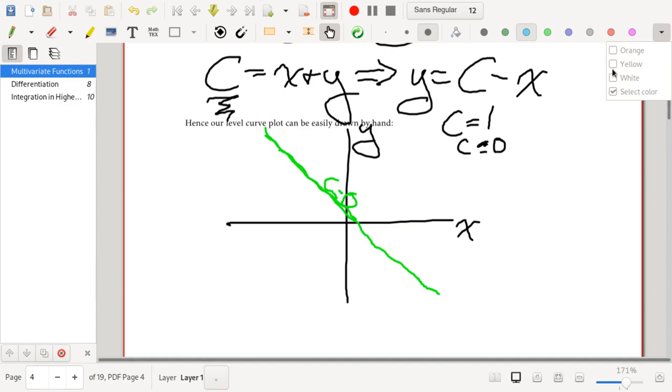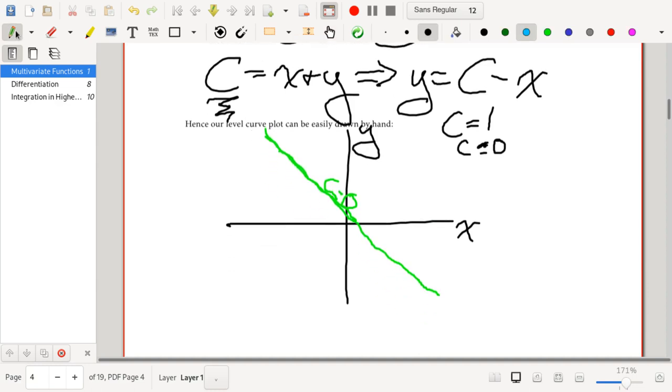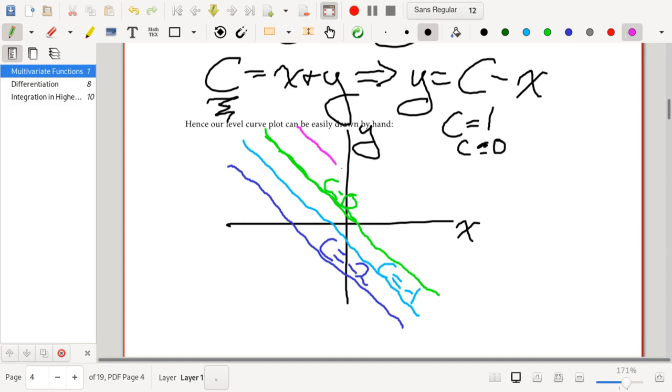Let's do yellow. It will not click yellow. All right, fine, be uncooperative. Maybe we could instead try c equals negative 1, so it'll intercept at negative 1 but otherwise have the same slope. So this would be c equals negative 1. We could get even darker, and this will be c equals negative 2. And then we could get a little lighter and say, all right, let's try c equals 1. So this is c equals 1. And maybe then go to c equals 2.